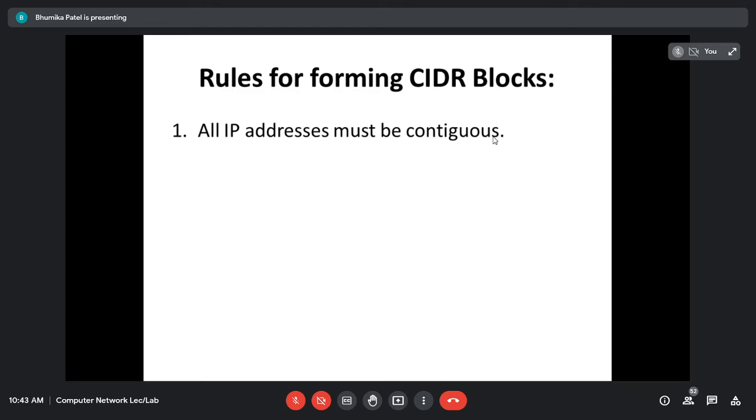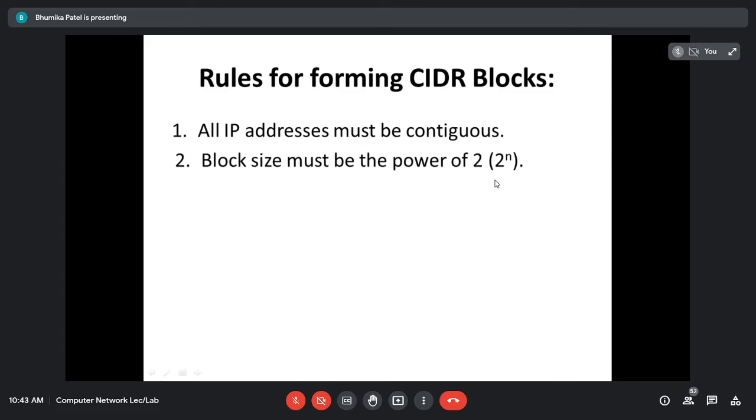Then you cannot say that give me 8 IP addresses from the middle, give me the remaining 15 IP addresses from another block, and in a third group give me the remaining IP addresses from some other block. That is not possible. You have to take all the IP addresses which are contiguous. Right? They must be in the continuous number. Second, block size must be the power of 2.